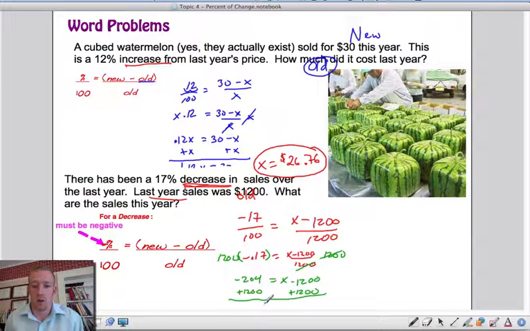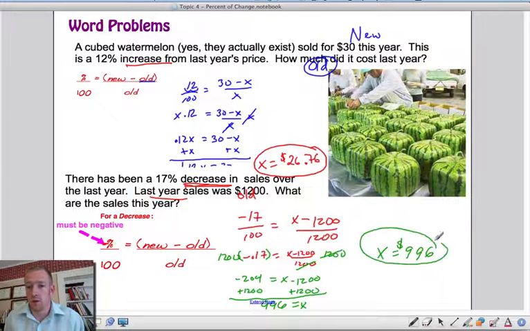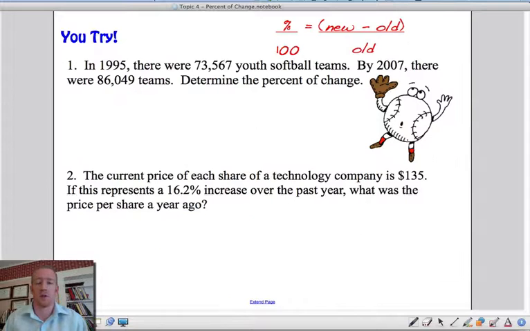That gives me 996 equals x. So x was $996, the new total sales. All right, and then here's your U-try. After I show you the U-try, I'll show you another way to do these problems in a second too. So there's your U-try for those.